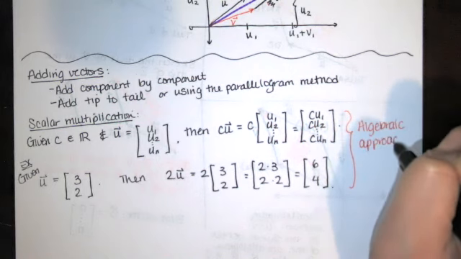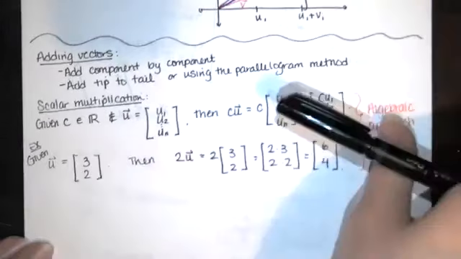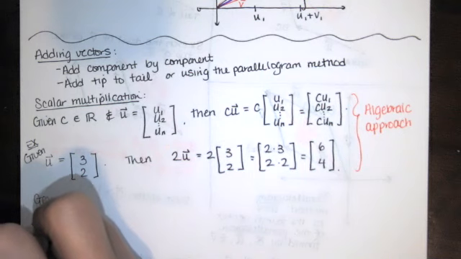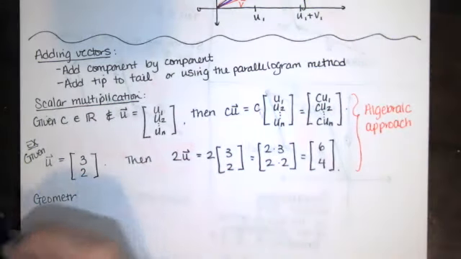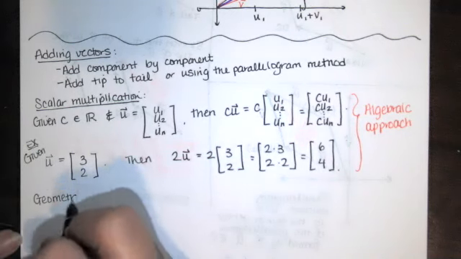You just multiply each component of your vector by that scalar, just like that. Now, the geometric approach, I think, is more interesting. I prefer geometry to the operations here, but I think the connections between the algebra and the geometry are really interesting.